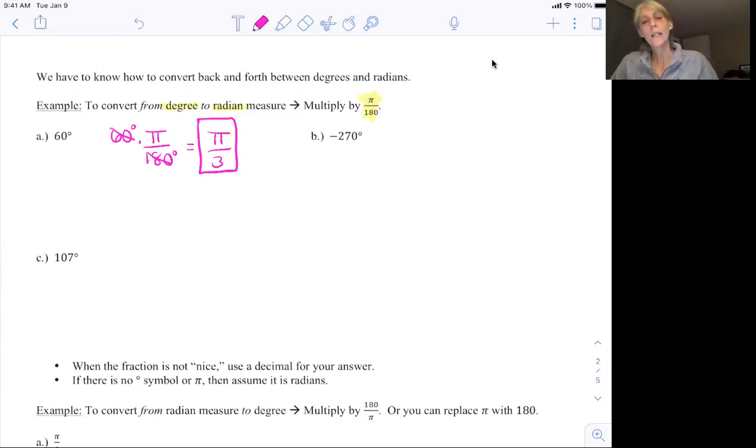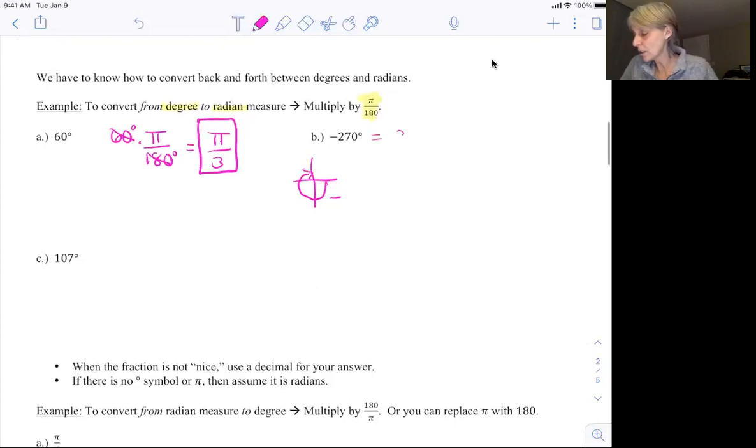Negative 270. Now think about negative 270. We know in math when we open up an angle in the negative direction, right? We're really opening in the negative direction. We have to go clockwise. We usually open up counterclockwise. So negative 270 is equivalent to 90 degrees.